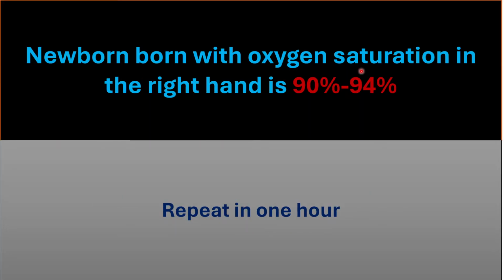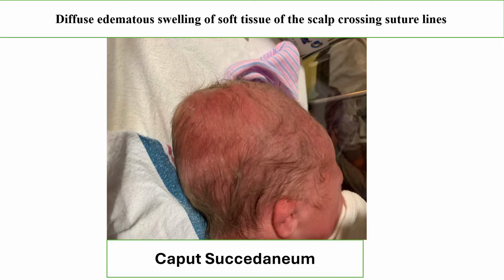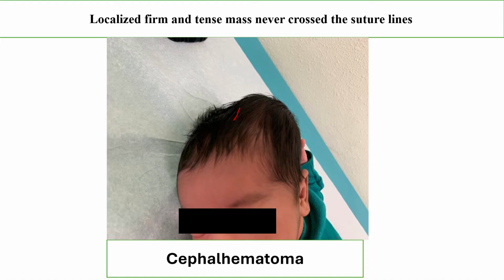Newborn with oxygen saturation in the right hand is between 90 and 94%. The next step is to repeat in 1 hour. Newborn with diffuse edematous swelling of soft tissue of the scalp crossing the suture lines is caput succedaneum. Newborn with localized firm and tense mass never crossed the suture lines is cephalhematoma.